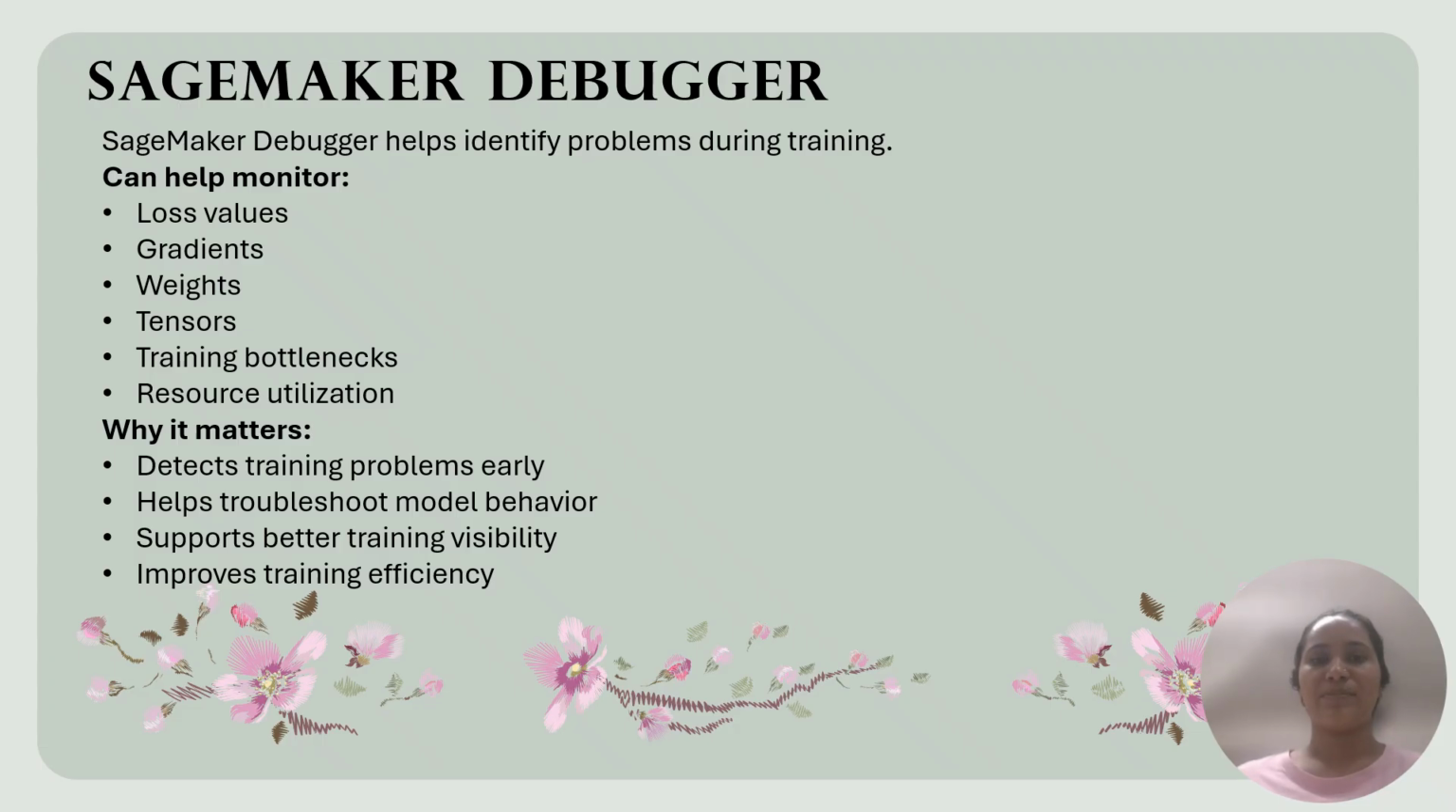The importance of SageMaker Debugger lies in its ability to detect problems early. Instead of discovering issues after training is complete, developers can identify and address them while training is still running. This improves troubleshooting, increases visibility into model behavior, and leads to more efficient training workflows. Overall, SageMaker Debugger provides valuable insights that help machine learning teams build more reliable models while reducing the time and effort required to diagnose training issues.